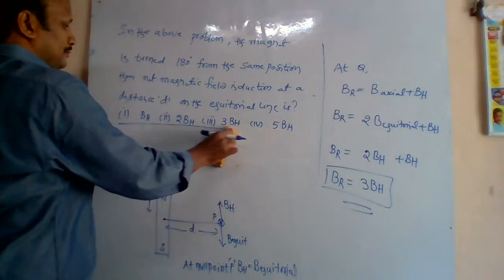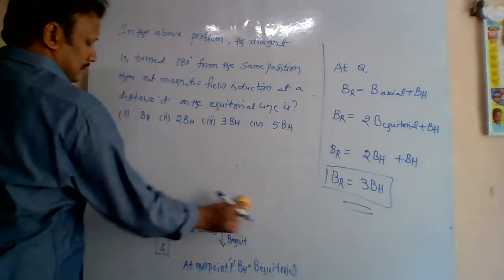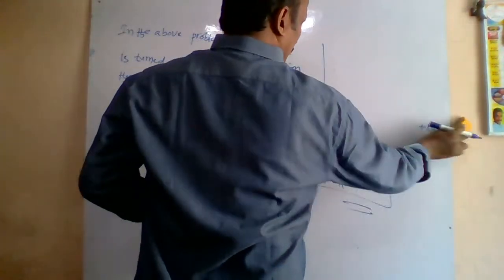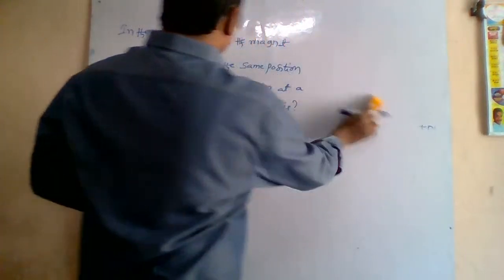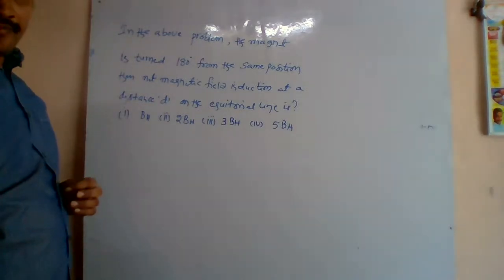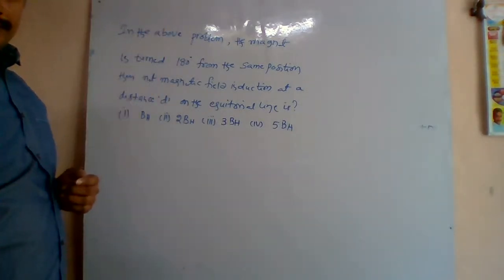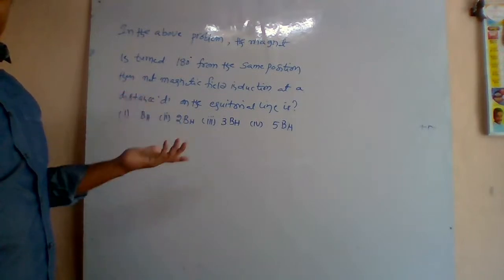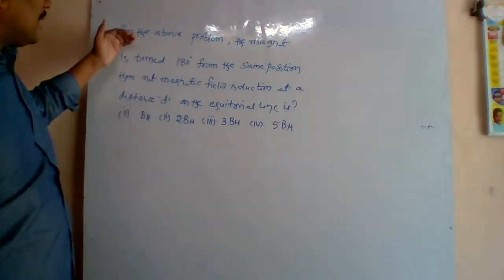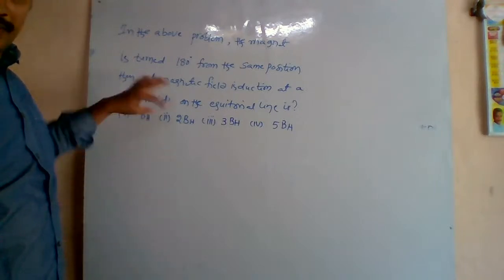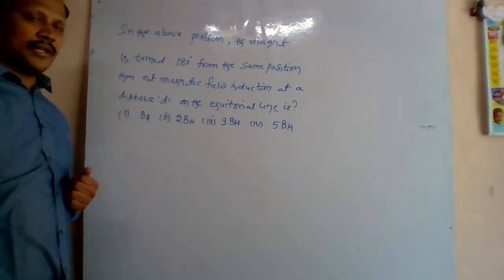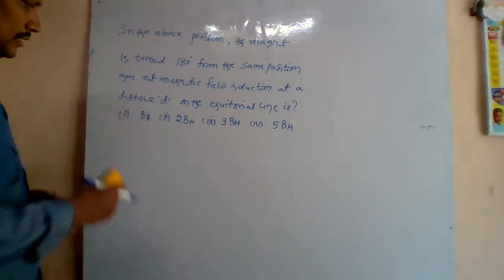So first problem. In the above problem, if the magnet is turned 180 degrees from the same position, so initially the north pole is facing north, and the null point is located at a distance d on the equatorial line. That is the given data. But in the second situation, what happened? If the magnet is turned 180 degrees from that position, the resultant magnetic field induction at a distance d on the equatorial line is equal to how much? Is it clear?